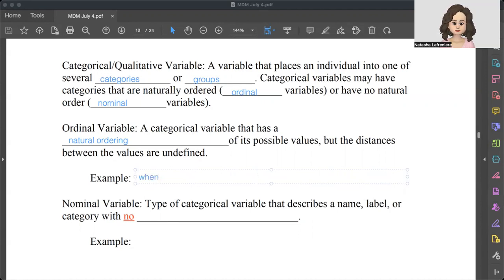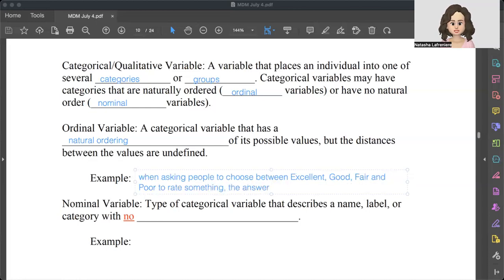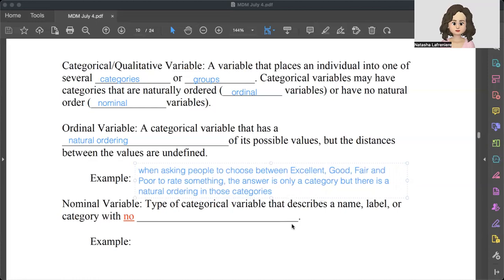So when asking people to choose between excellent, good, fair, and poor to rate something, the answer is only a category, but there is a natural ordering in those categories. Obviously, if something is excellent, that would be at the top of the ordering of the category, whereas poor would be at the bottom. So they're in categories, but there's a natural ordering to it that makes sense, that everyone would understand.